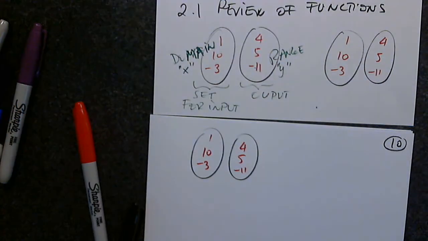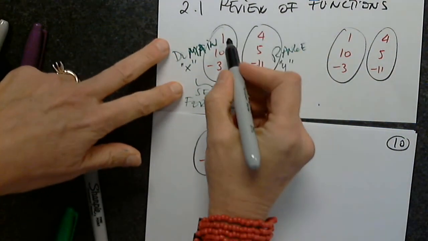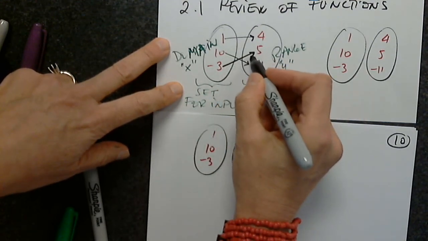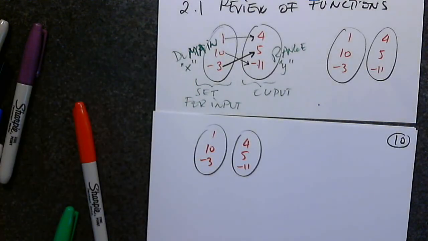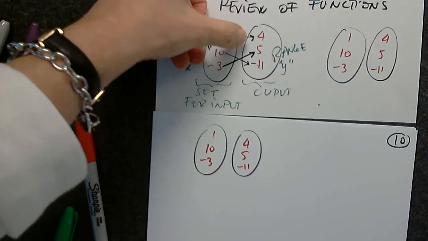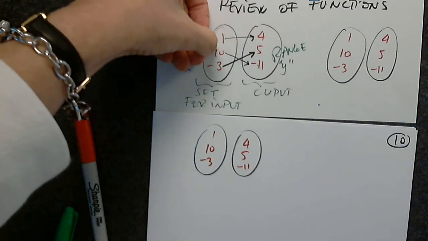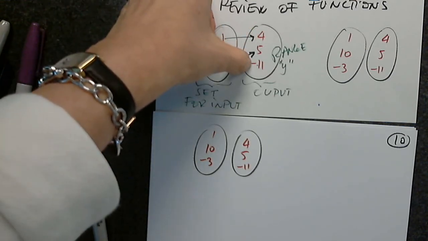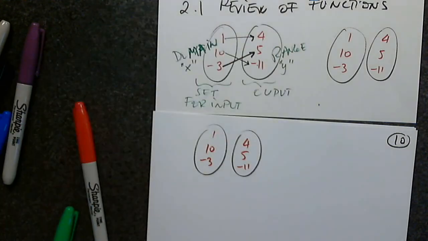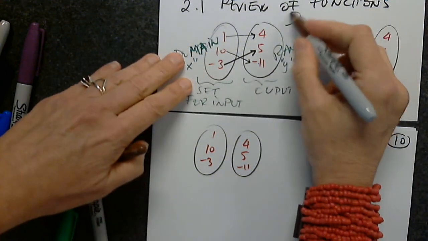So the first question is, I'm creating a connection, a link. Here's the link. 1 goes to 5, 10 goes to negative 11, and negative 3 goes to 5. The question is, is this a function? And let me refresh your memory what a function is. For each x value, I will find only one y value. For each x value, there is only one corresponding y value. Is the first set of bubbles, does it represent a function? Yes. So this is a function.